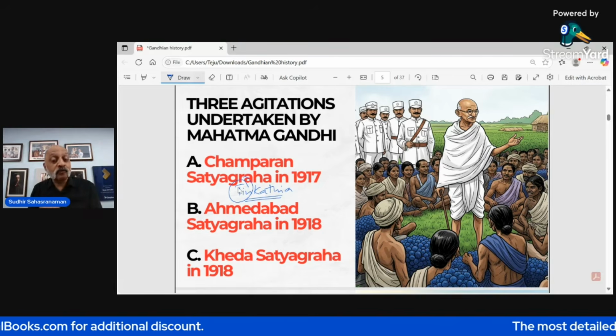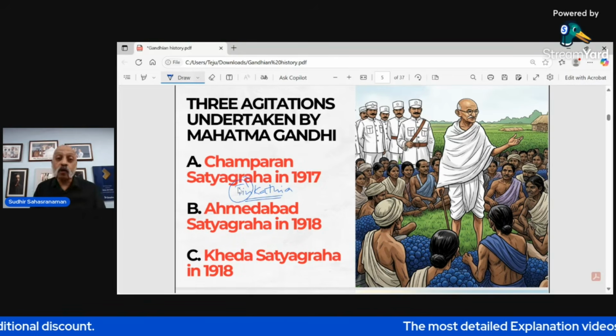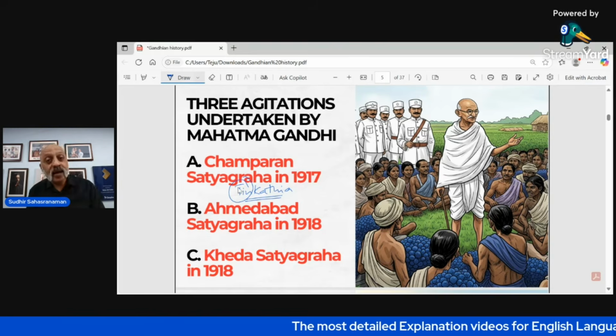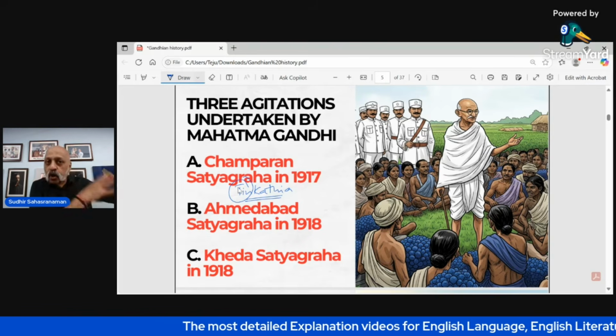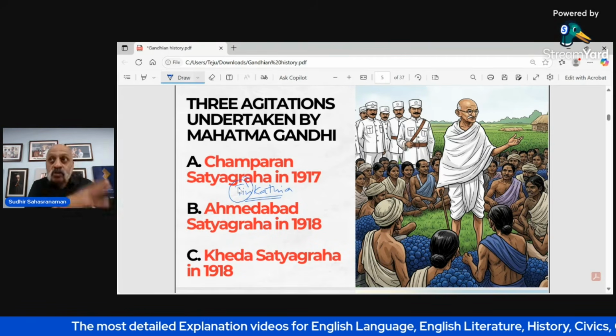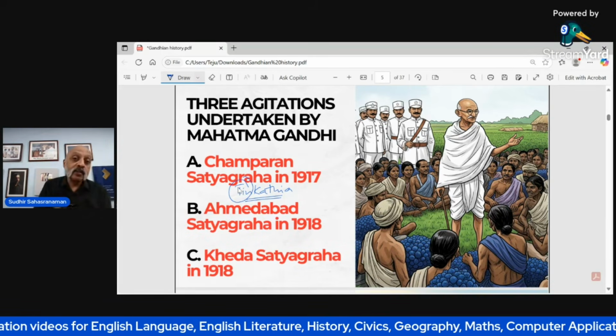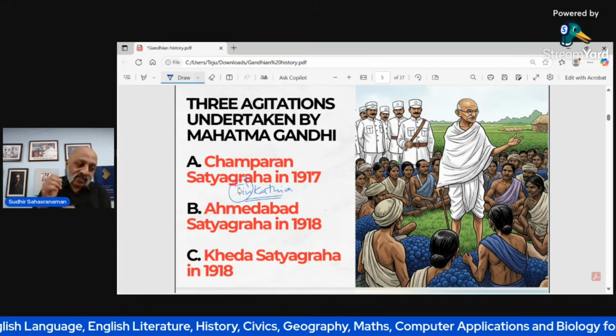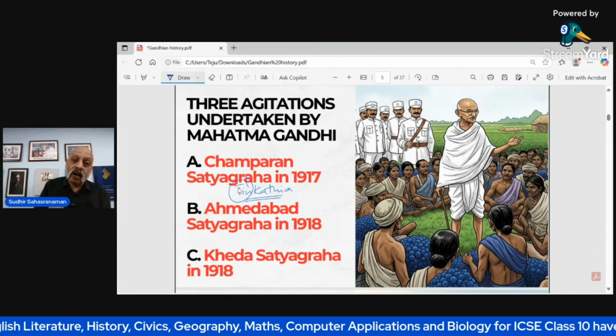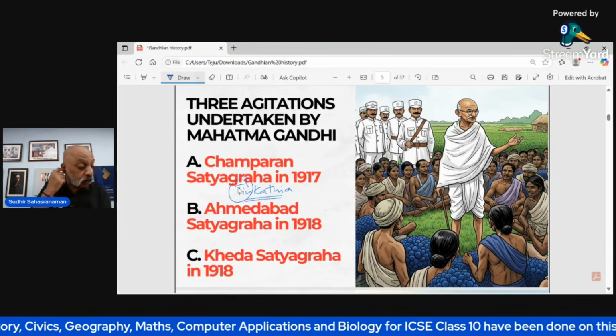Lagaan, I don't know if any of you have seen the 2001 movie of Aamir Khan called Lagaan. There also, even if you have drought, even if your crops have failed, you still have to pay the tax to the British government, right? So that's what the issue was in Kheda, and the Satyagraha was conducted by Mahatma Gandhi and the fellow farmers.